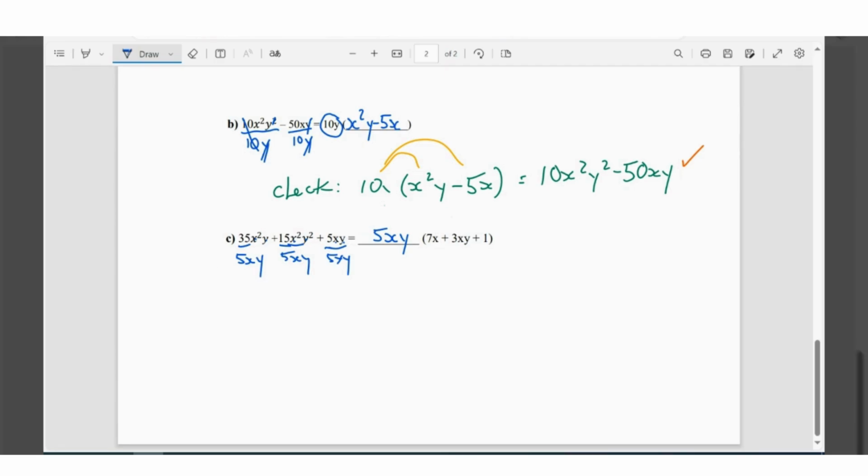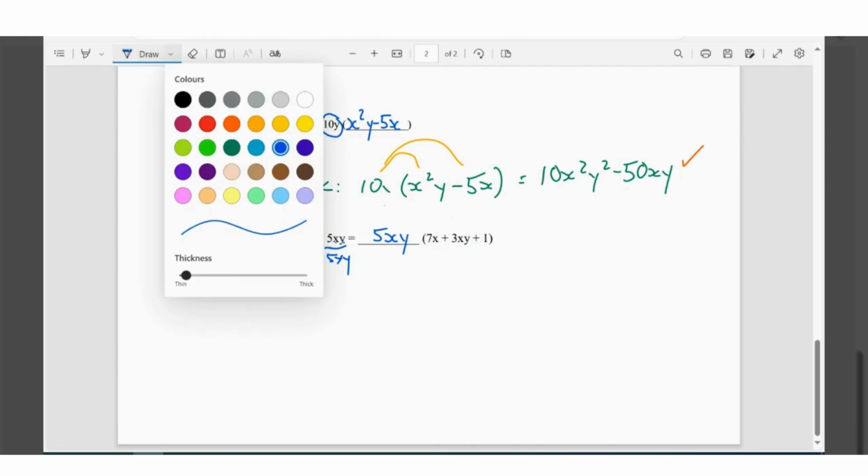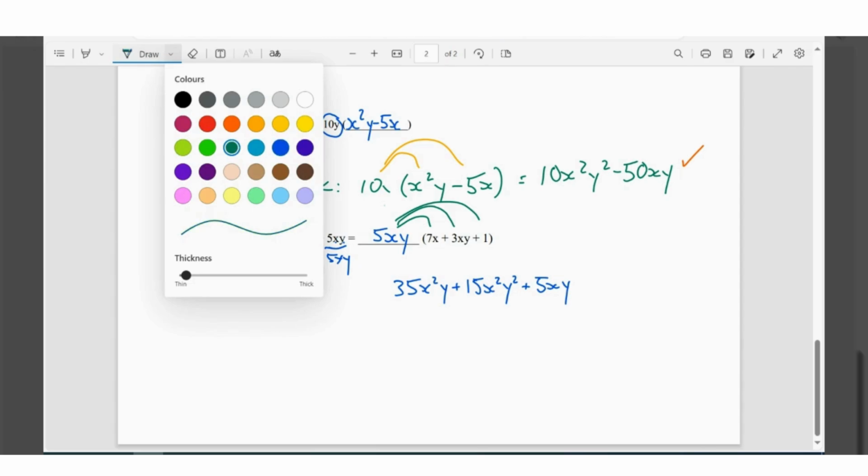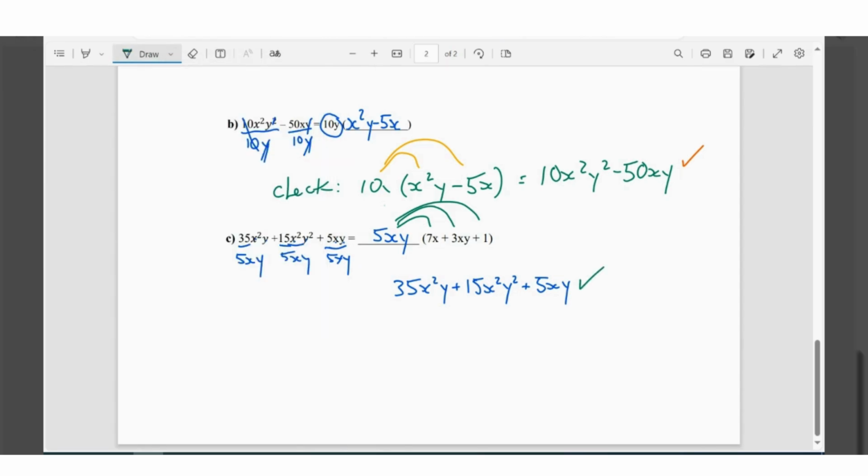So I've put that in the line. You can distribute if you would like to check. So is it true that if we distribute this amongst that, we would get where we started? 5xy times 7 gives us 35x squared y plus 5 times 3 is 15. xy times xy gives us an x squared y squared. And 5xy times 1 gives us 5xy. So indeed, we did end up where we started, and you can feel confident that you got that one correct.